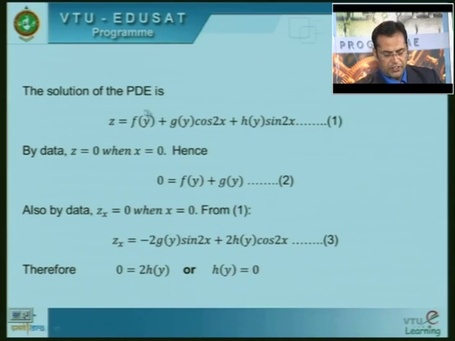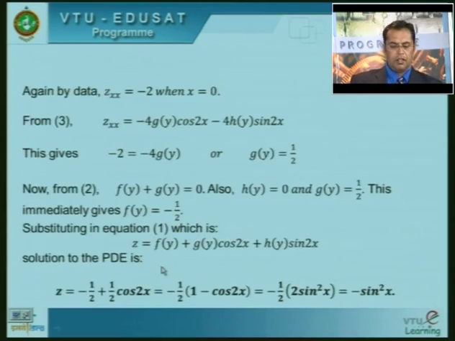To apply this, first find z x from this. Z x is 0 here, minus 2 sin 2x into g of y plus 2 cos 2x into h of y. So, when you apply this condition, when x is 0, the left hand side z x will be 0, sin 0 is 0 here, cos 0 is 1. So, you get 0 equal to 2 h y, or h y equal to 0.